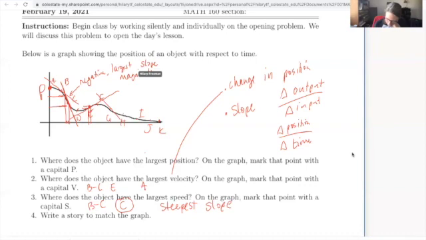All right, so where's the largest magnitude with a positive slope? Largest magnitude with a positive slope looks like that might be at E.